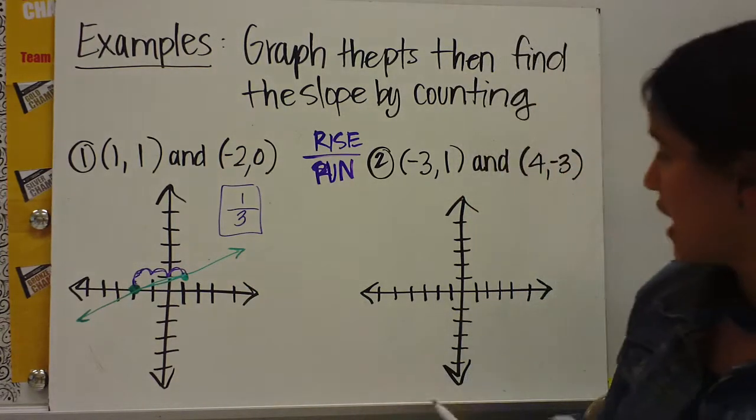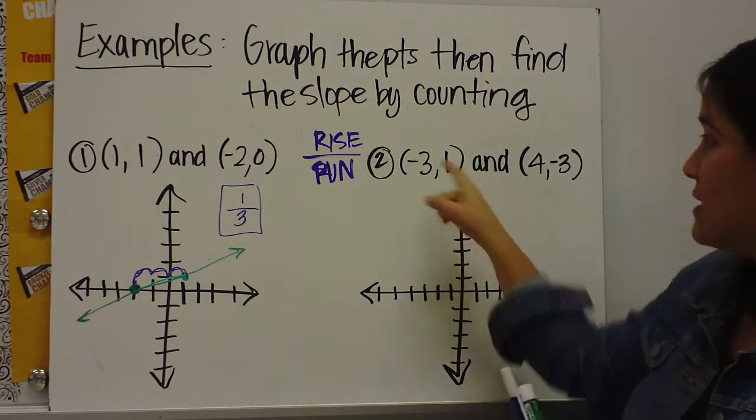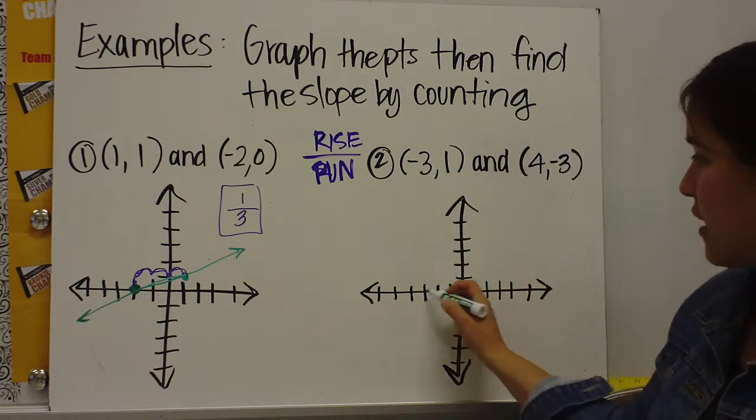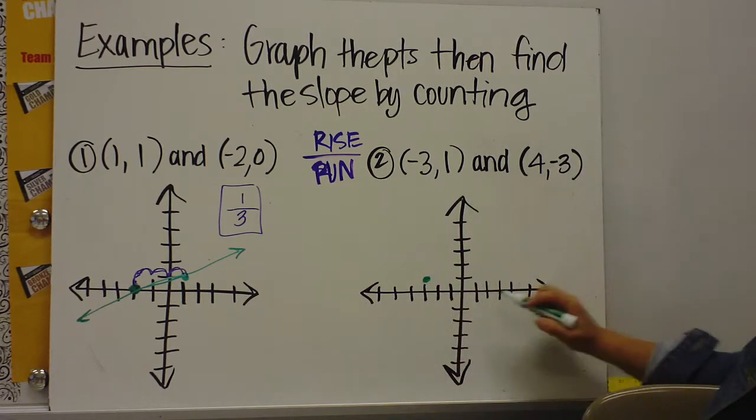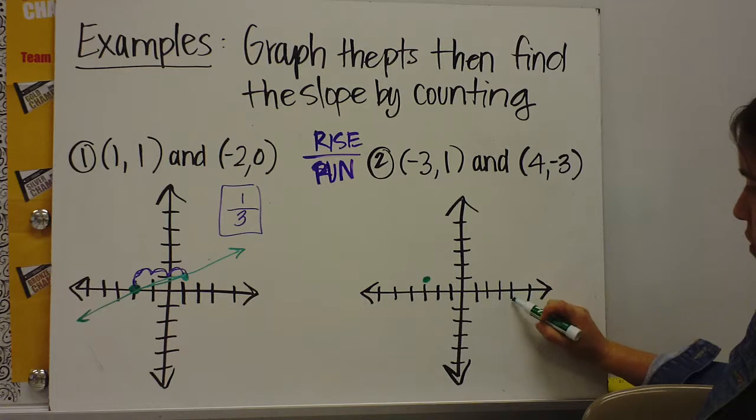Let's do it for this one. I need to plot my points. -3, 1. So -3, 1. And then 4, -3. 1, 2, 3, 4. 1, 2, 3.